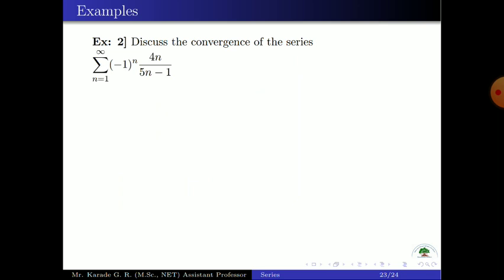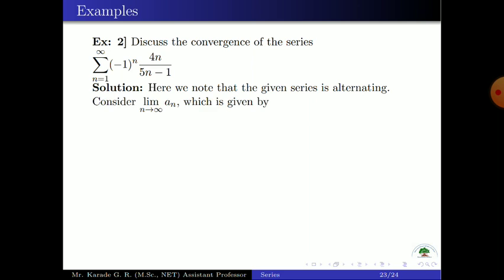The series is given here: summation n equal to 1 to infinity minus 1 raised to the power n into 4n upon 5n minus 1. Solution: here we note that the given series is alternating. Consider limit n tends to infinity of 4n upon 5n minus 1, and this is 4 by 5, which is not equal to 0.